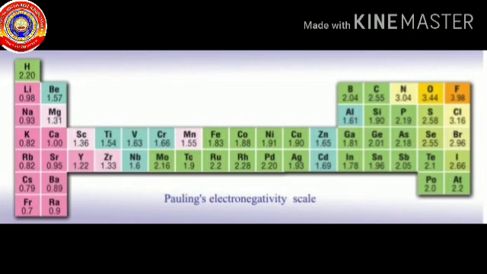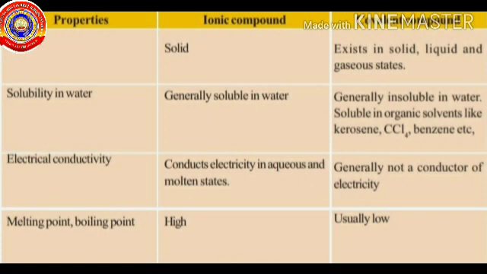From this scale, we can find whether a compound shows ionic or covalent nature. The difference in the nature of chemical bonding reflects in the properties of the compounds as well. The following table shows the characteristic properties of ionic and covalent compounds.